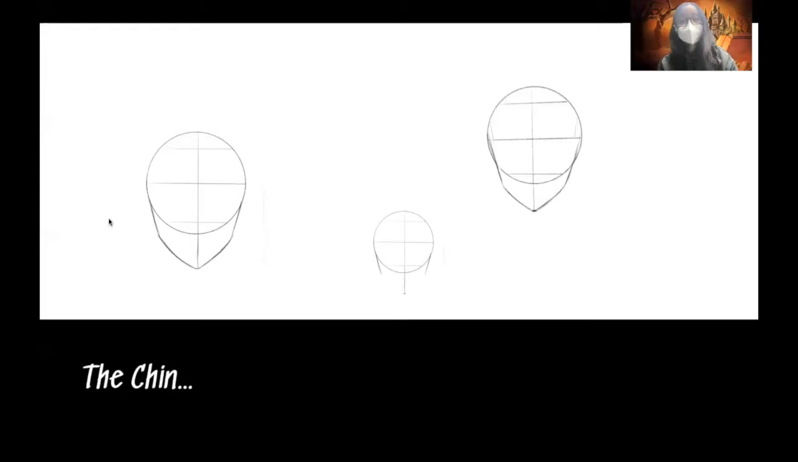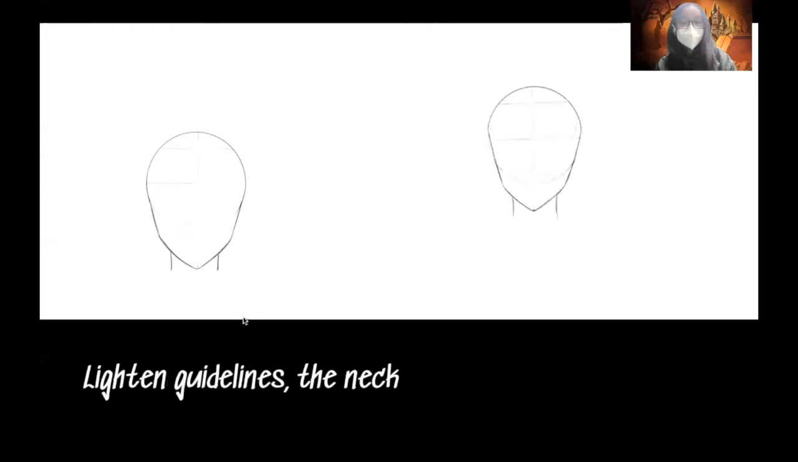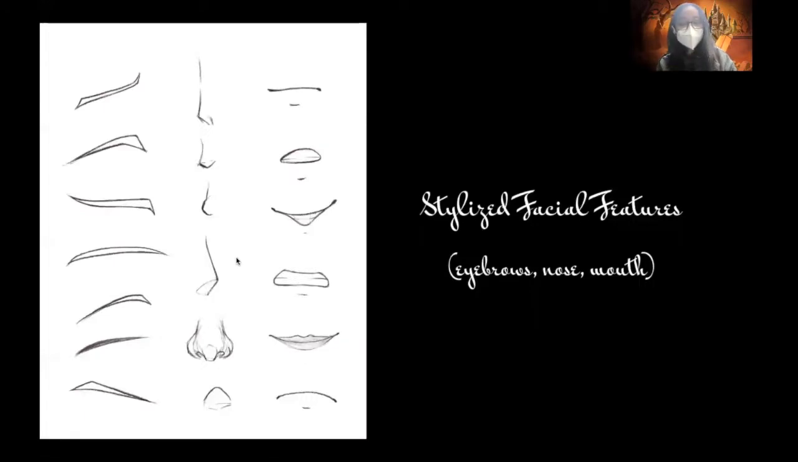Okay, next, how I draw the chin is I usually draw two slanted lines that slant slightly inward to about the halfway point of this chunk right here. And then I simply connect this point to the chin. And obviously this is where I would keep in mind shape language and think about the shape of the chin, the length of the chin, etc. And then what I usually do is I lighten the guidelines and I draw in the neck. Facial features, I will talk about them in more detail later.